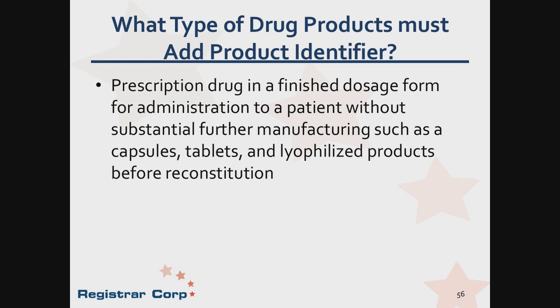A product identifier must be added to packaging intended for human use that requires a prescription to be dispensed to a consumer. When there is no further manufacturing to the drug product, the product identifier must be added to the labeling. If it is a bulk active pharmaceutical ingredient for human prescription use, the product identifier is not required on the labeling.